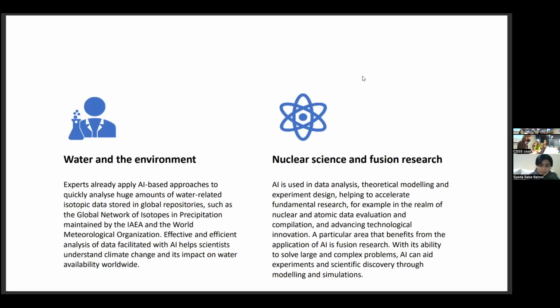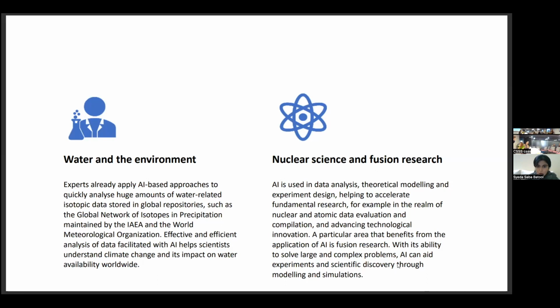I see that the line has dropped on our side. Just for one second, as we wait for the connection to return. Sorry, the line has dropped. So if you could just resume on this point. Okay, this one, right? Okay.